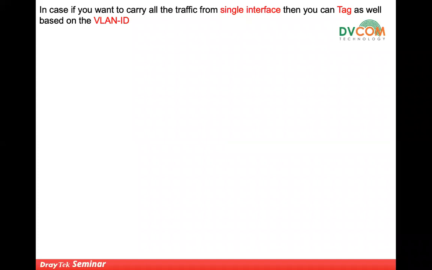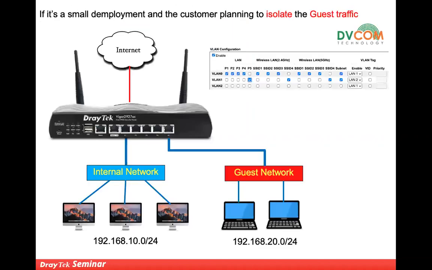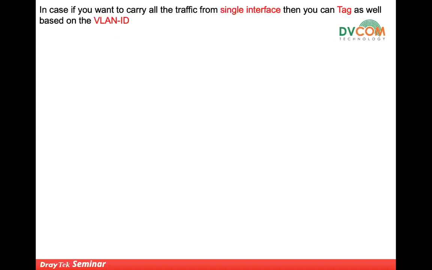In some cases, you may want to carry all the traffic from a single interface. For example, if you see here, I have created 2 separate interfaces. One interface I'm going to use for my internal network, another interface I'm going to use for my guest network. But in some cases, people are going to ask you, does your router support VLAN tagging? Can you carry multiple VLANs information from this single interface, whether it's possible or not? You can say that it's possible.